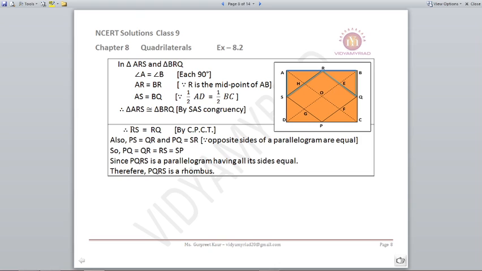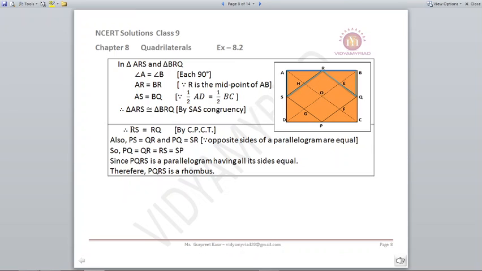For that, we are going to take two adjacent triangles ARS and triangle BRQ. Now here we know, angle A will be equal to angle B, which is equal to 90 degrees, and AR is equal to BR, R is the midpoint, and AS will be equal to BQ because half of AD will be equal to half of BC. So by SAS criteria we can say triangles are congruent, and when triangles are congruent we can also say that RS will be equal to RQ.